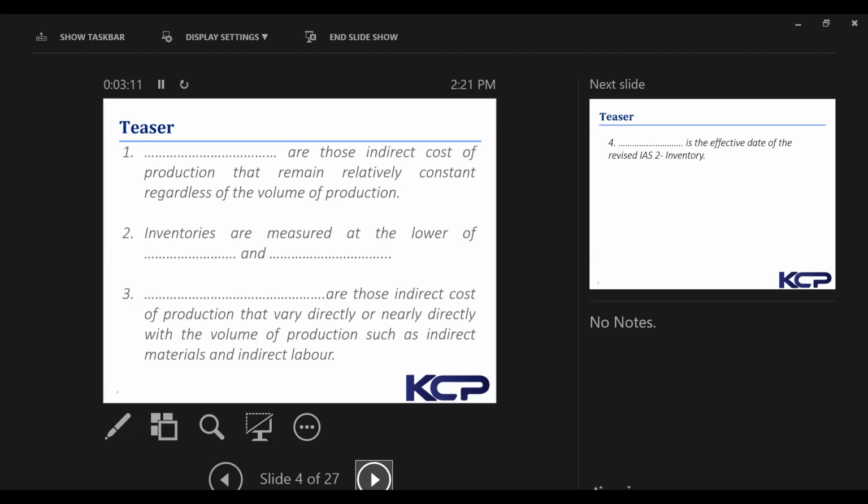Inventories are measured at the lower of dash and dash. Okay. Dash are those indirect costs of production that vary directly or nearly directly with the volume of production, such as indirect materials and indirect labor. Variable overheads, because they use the word indirect.